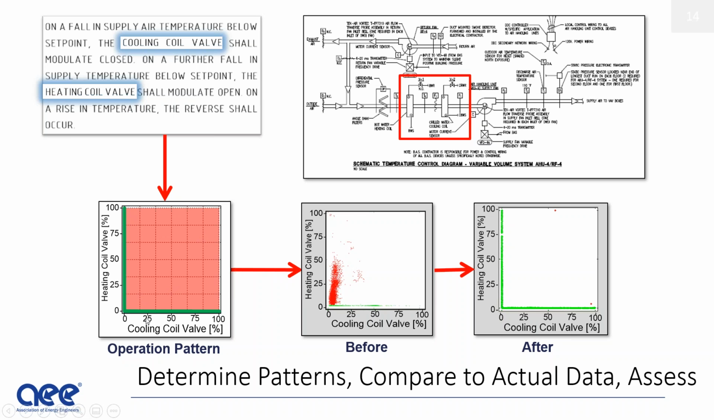For a heating coil and a cooling coil, normally they should never be open at the same time. Either that cooling coil valve is modulating 0 to 100%, or that heating coil valve is 0 to 100%, but never at the same time. And creating such ideal operation patterns, knowing beforehand what the data ought to look like, helps reveal the actual operation once you put the actual data into a graph.